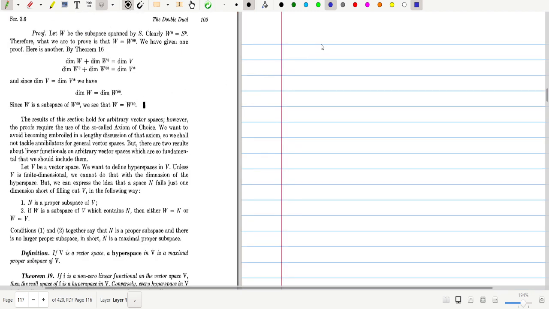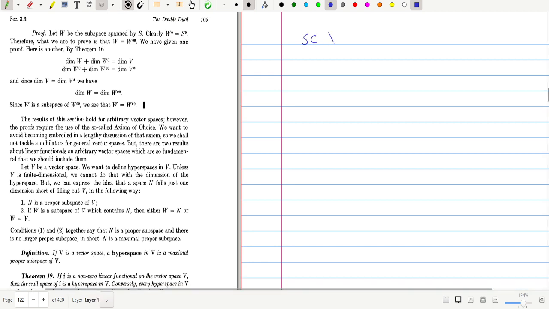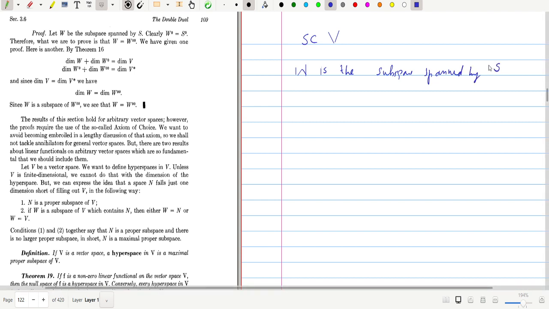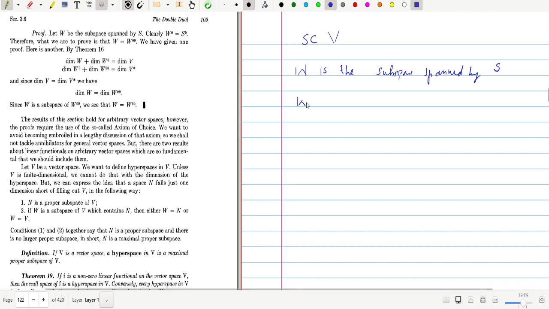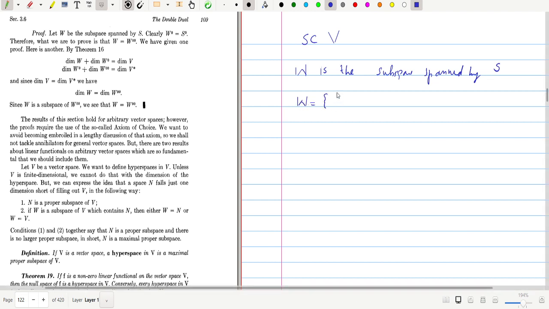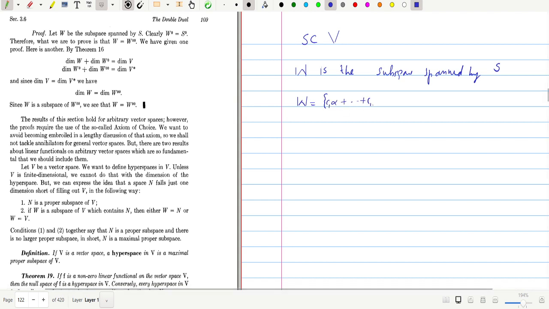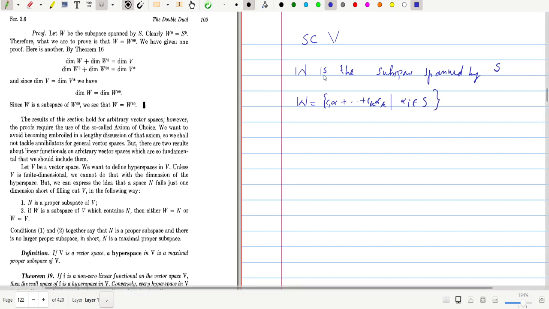We start with a subset S of V. Then W is the subspace spanned by S. That means W consists of all linear combinations of elements of S, that is C1 alpha 1 plus etc. plus Ck alpha k, such that each alpha i is from S. So this is the subspace spanned by S.